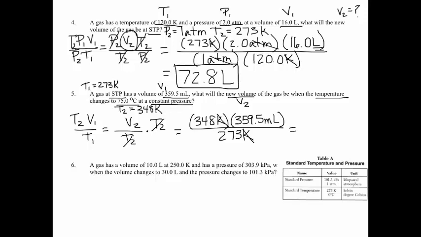So 348 times 359.5 divided by 273. And we get 458, and I'm going to just round this to one more place here, 0.3. That seems like a strange number. I'm going to check my work real quick. 273, and I got it again, so I feel confident that's milliliters.